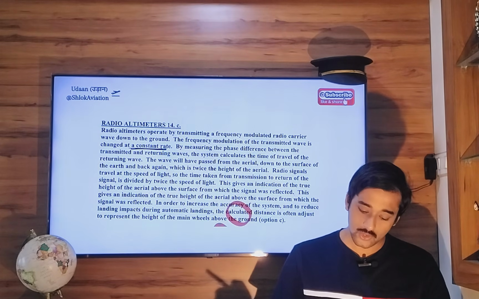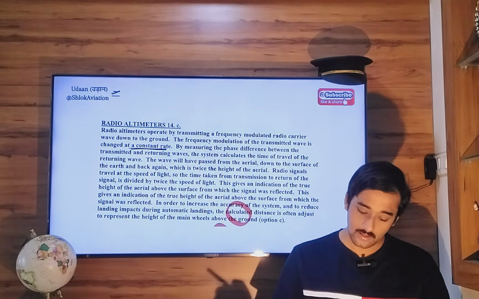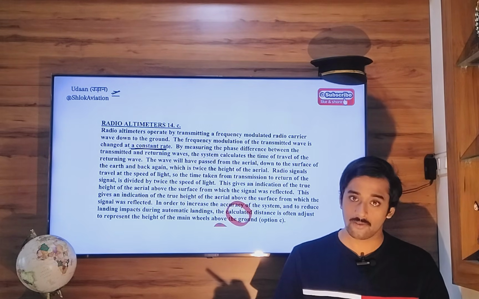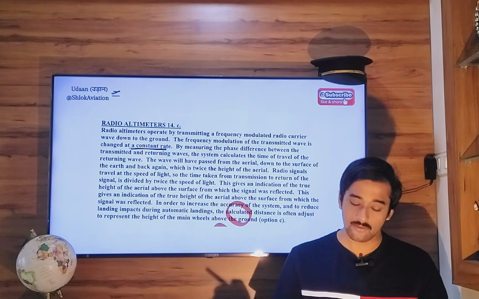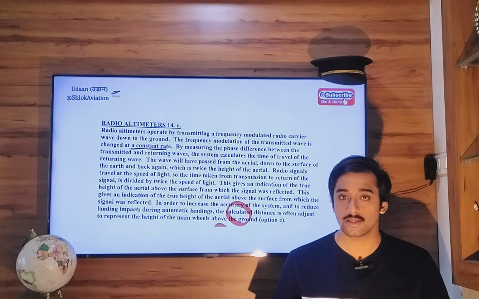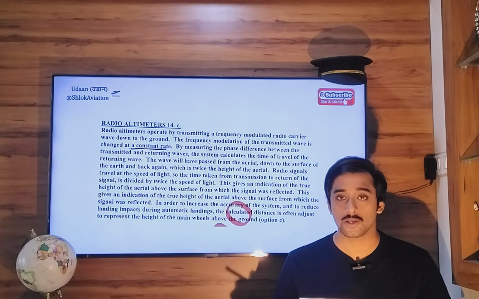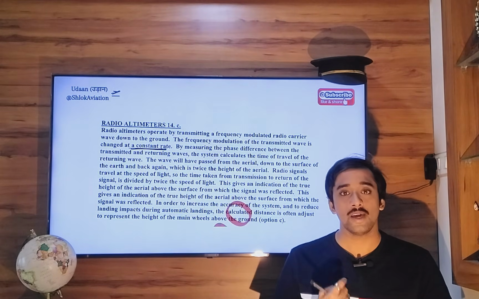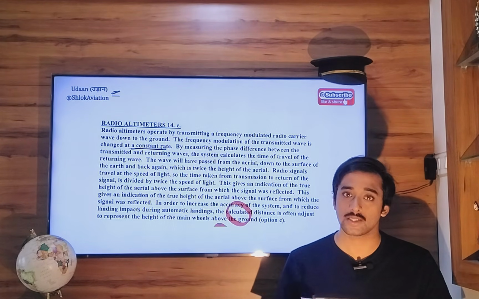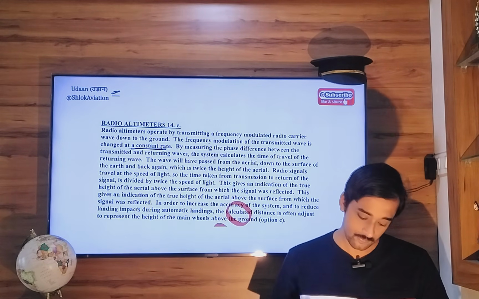The wave will have passed from the aerial down to the surface of the earth and back again, which is twice the height of the aerial. Radio signals travel at the speed of light, so the time taken for transmission to return of the signal is divided by twice the speed of light. This is the principle that we apply to all our radar numericals, because always the distance that we will get will be to and fro distance. We are interested only in one way distance, the distance between your aircraft and the ground. So that's why we divide it by 2.